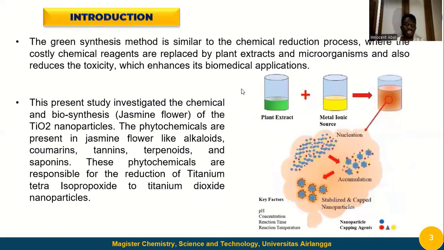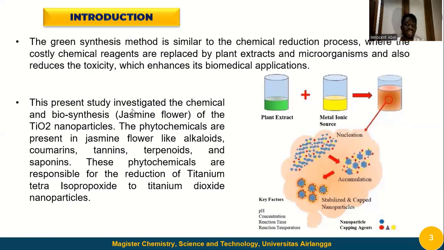So there's another terminology, green synthesis. What is green synthesis? Green synthesis is similar to the chemical reduction process, but in this method, we use plant extracts to reduce the toxicity, which enhances its biomedical applications. As we can see from this diagram, we normally have a plant extract and a metallic ionic source. The plant extract will act as a reducing agent as well as a capping agent to stabilize the formed nanoparticles. So this will reduce the use of a lot of chemicals, and hence we have good biomedical applications.